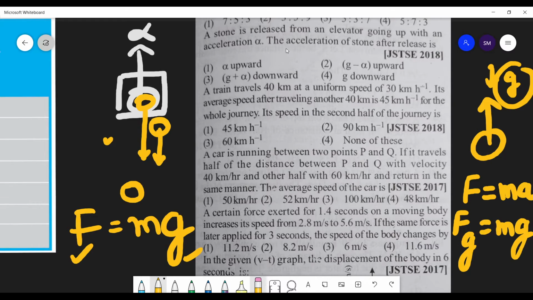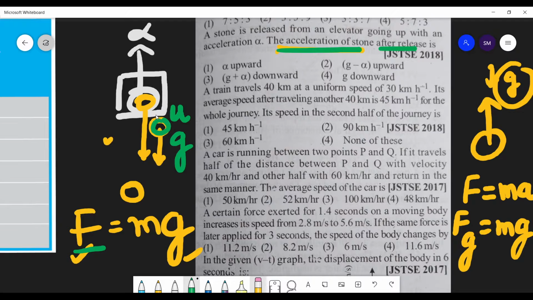So what is the acceleration of the stone after the release? Son, acceleration will always be g. When it is in air, whether the lift is moving or not moving, whatever be the case, it can have an effect on the initial velocity.